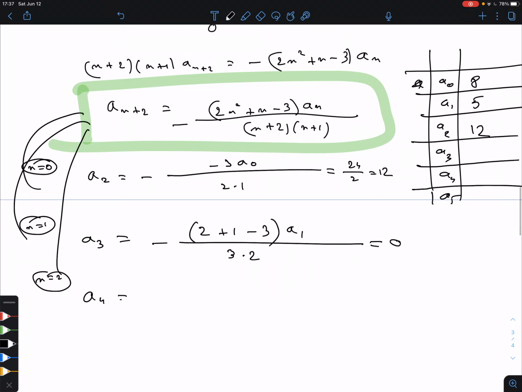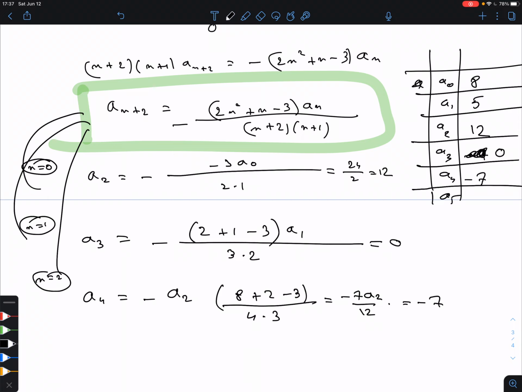Okay, n equals 2. Now we're going to get a4, and a4 will be minus a2 times, now n is 2, and we plug 2 in here, and we get 8 plus 2 minus 3 on top, and in the bottom I get 4 times 3. So that is 7 over 12, so it's minus 7a2 over 12, and a2 was 12. Oh, that was a4, sorry, minus 7. What was a3? Oh, a3 was 0, right. a3 was 0. So, can you guess what a5 is?